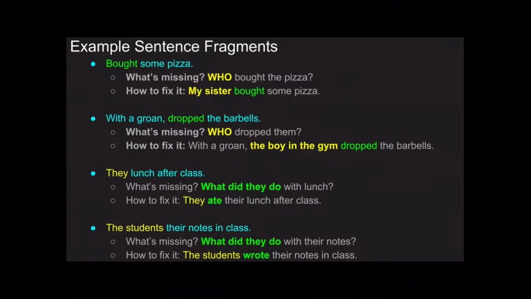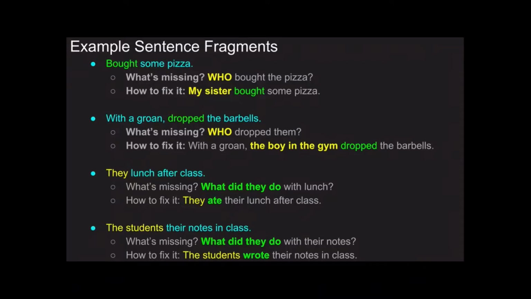So the way you fix this particular sentence is to add in the word that shows you what action they're doing. So I said they ate their lunch after class. So they is still the subject, and then I added in that action word ate to show you the subject and the verb in the sentence. And then when I read it like that, it forms a complete thought and it doesn't need any more information. So we have a complete sentence again.